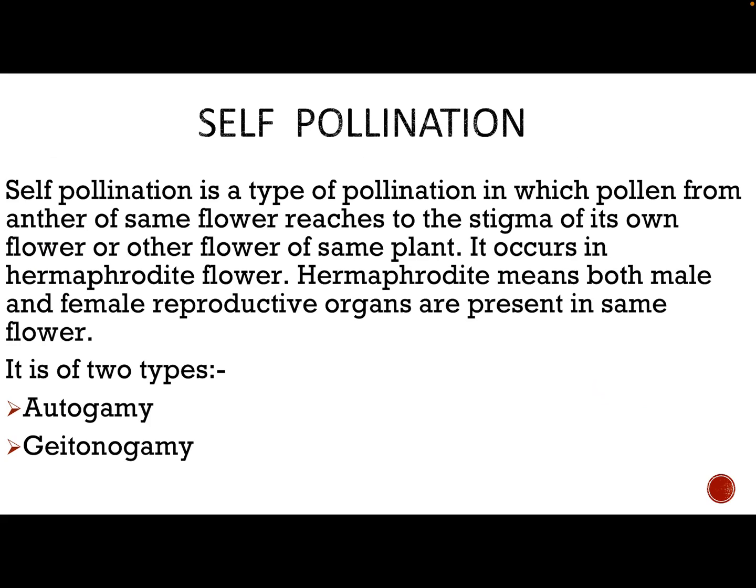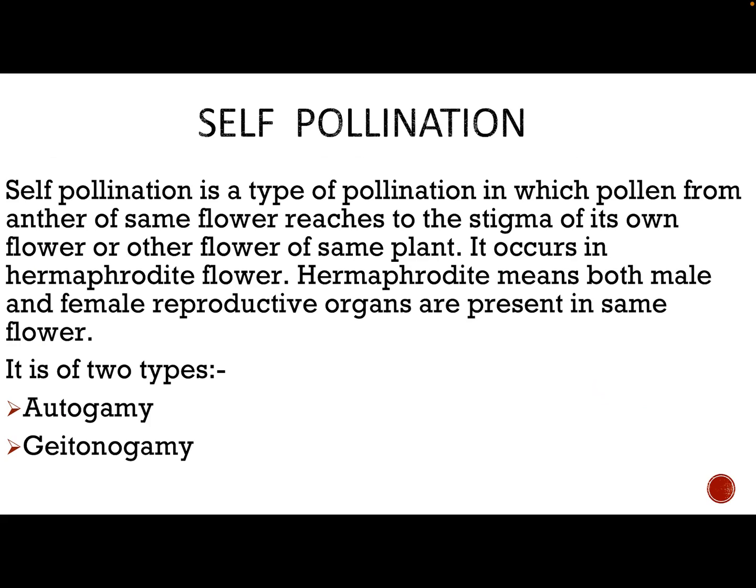Self pollination is a type of pollination in which pollen from the anther of the same flower reaches the stigma of its own flower or another flower of the same plant. In self pollination there are two conditions. Pollen from the anther will land on the stigma of the same flower or another stigma of the same plant. They are not going to another plant. They will always be on the same plant.